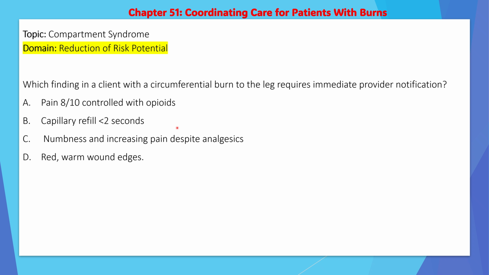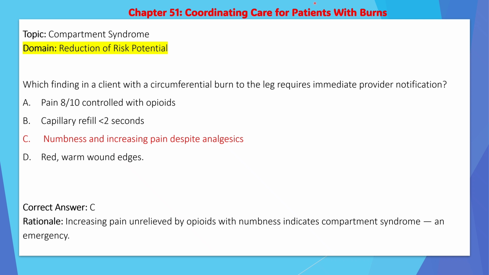So these you have controlled with opioids. So between these two, it's numbness and increasing pain despite analgesic. Increasing pain not relieved by opioids with numbness indicates compartment syndrome, an emergency.